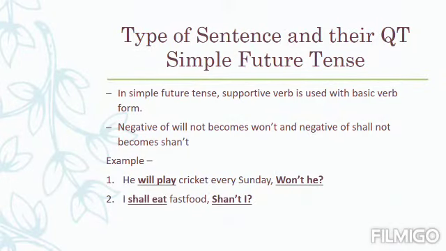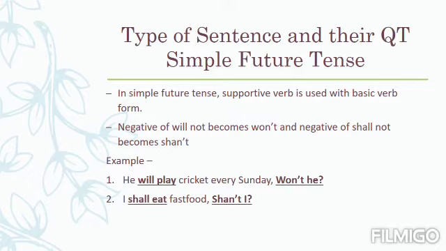The question tag of simple future tense. In simple future tense, supportive verb is used. That means here shall and will can be used with basic verb form. That means here shall or will can be used, and with shall and will, the V1, that is the main verb, that is the basic verb, will also be used.